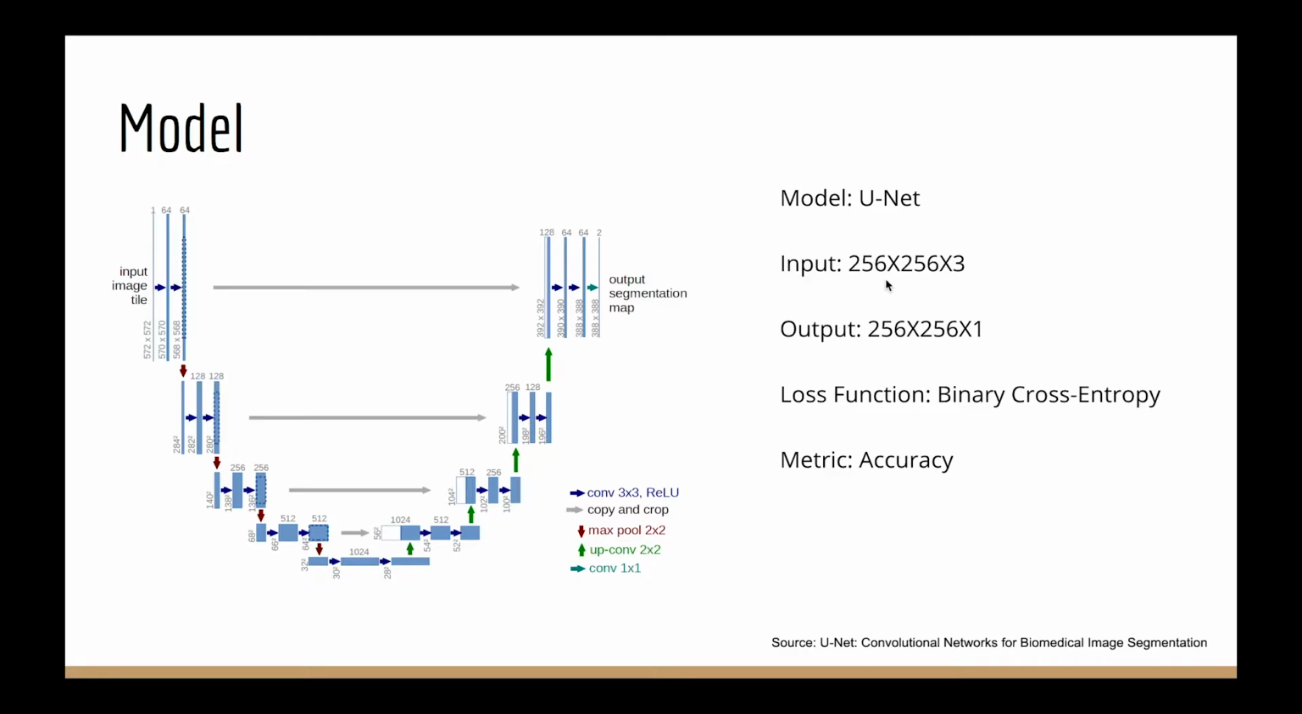So we have the input image size of 256 by 256 by 3, and we want to upsample to the same size mask, but only containing one single channel. We use binary cross entropy as our loss function. For the metric, we started with IOU, intersection over union. However, we noticed that there was only a small increase during the training process. So we switched back to accuracy so that we can better present our result.